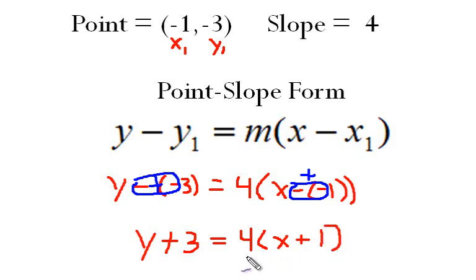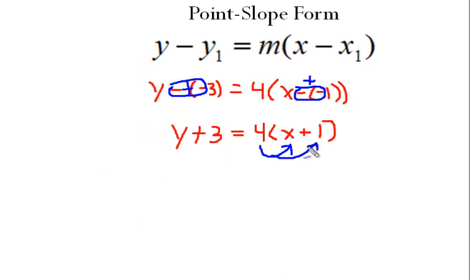The next step here is to distribute this 4 inside the parentheses. So when we do this, the left side is going to stay unchanged. We haven't done anything over there. What we're doing is multiplying 4 times x, which gives us 4x. And then 4 times 1 gives us positive 4.